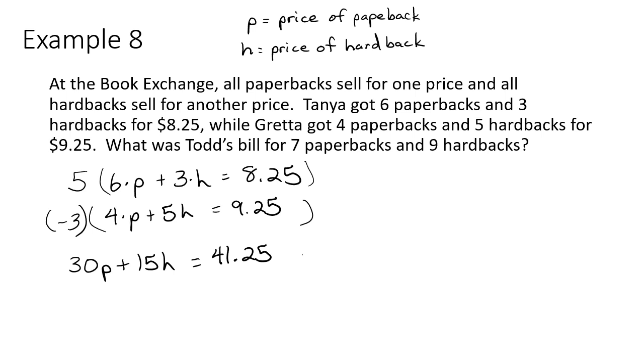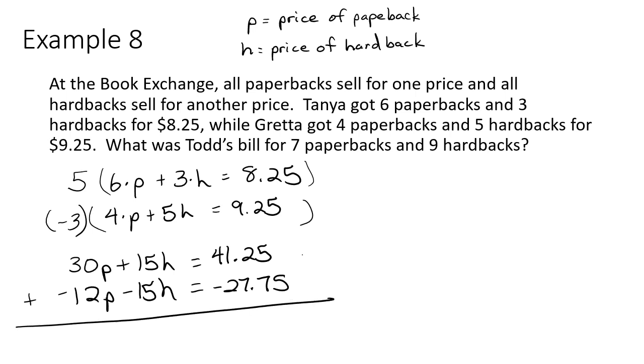And we multiply the bottom one by negative 3. Be careful with the signs. Everything flips. So it'd be a minus 12P minus 15H, which would give us a negative 27.75. And now I'm going to add these equations together. So 30 minus 12 would give us 18P. The H's cancel. And on the right-hand side, we get 13.5, or $13.50.